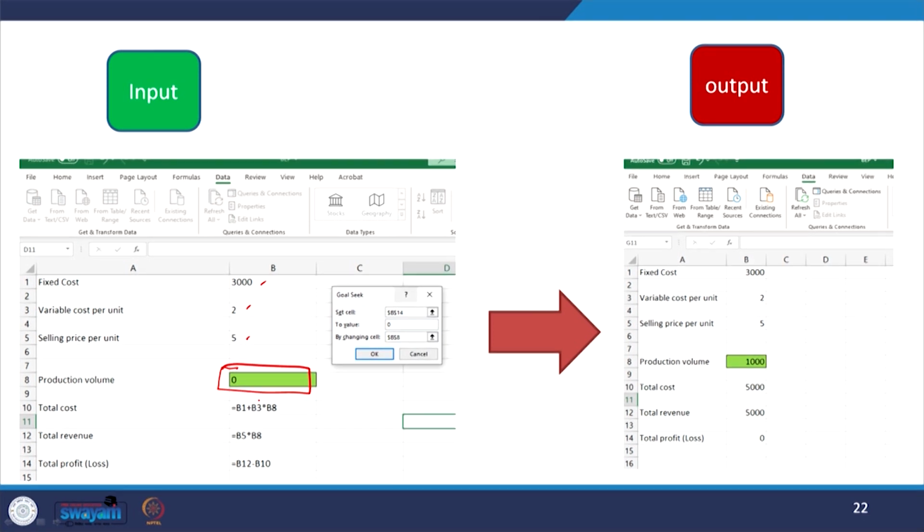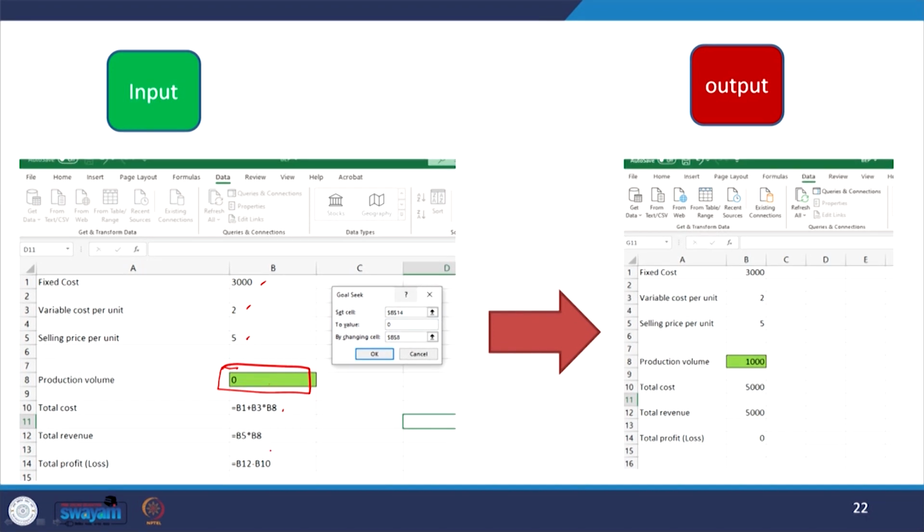So, what is the total cost? Total cost is fixed cost plus variable cost. What is the fixed cost? B1 plus variable cost 2, the value which we are going to get in B8, that is your total cost. What is the total revenue? That is B5, the X quantity, that is where you are going to B8. So, what is the total profit or loss? That is total revenue B12 minus B10.